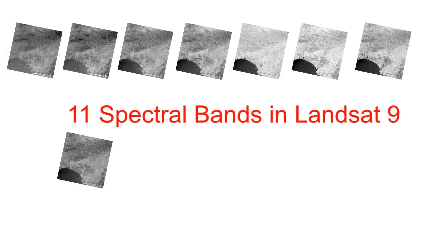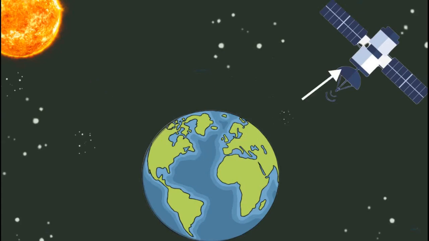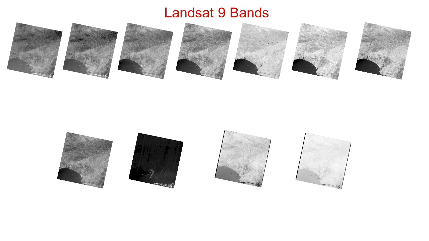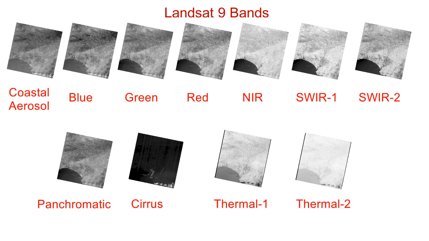These are grayscale images that have recorded the energy of different wavelengths of electromagnetic radiation coming from Earth. Bands include coastal aerosol band, blue band, green band, red band, NIR band, shortwave infrared band 1, shortwave infrared band 2, panchromatic band, cirrus band, thermal band 1, and thermal band 2.